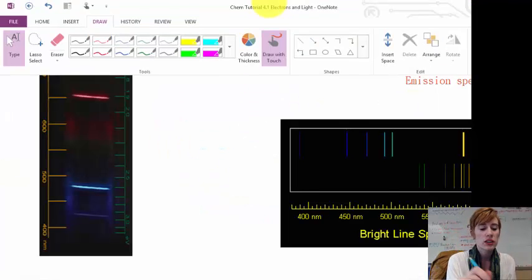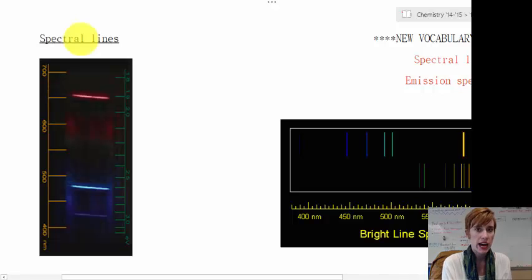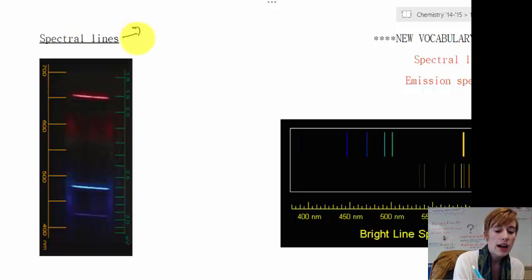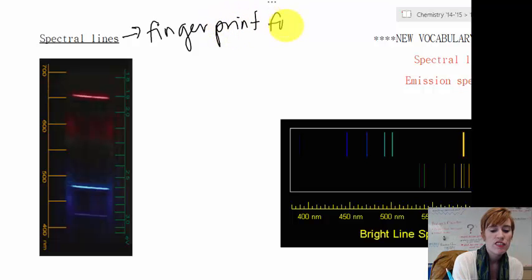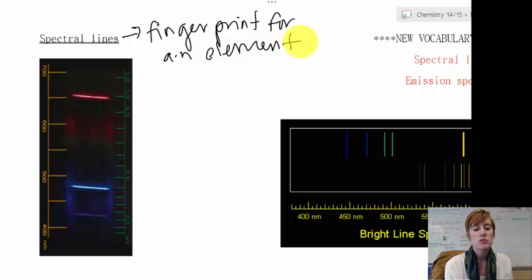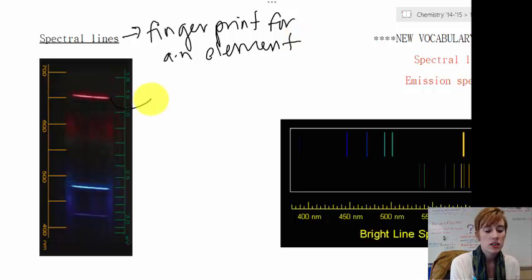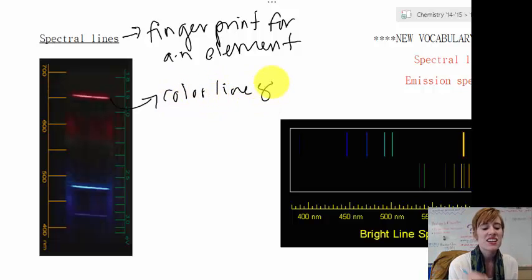So that leads us to our last bit of new vocabulary, and that's spectral lines and emission spectrum. Spectral lines are the colors that are emitted from the electrons at different energy levels. Spectral lines act as a fingerprint for an element. Each element on the periodic table has a different spectral line, okay? And again, let me tell you what spectral lines are. They are color lines that tell us the energy of the electrons that are falling.